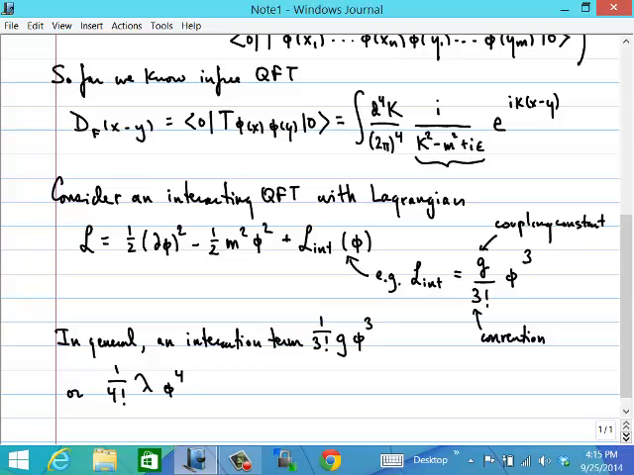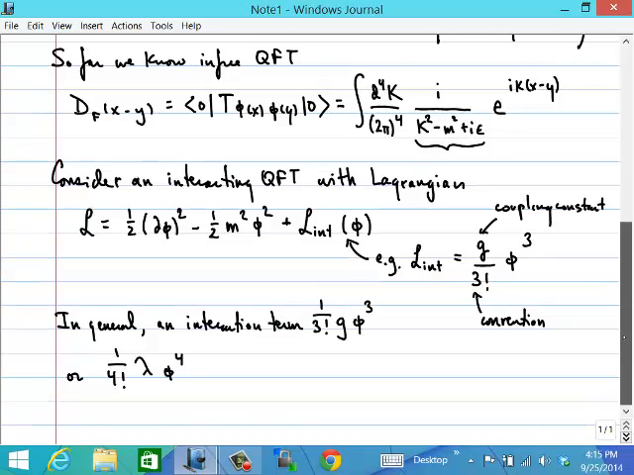Of course, we could always rescale g and lambda, these coupling constants, in order to get rid of those factors if we want. But for reasons that become clear, hopefully by the end of class today, you'll see why it's nice to include those factorials out front.